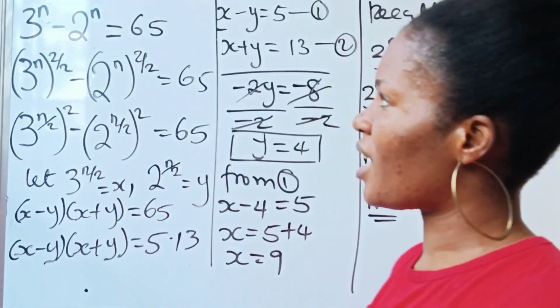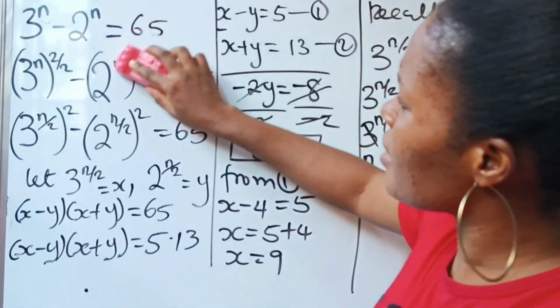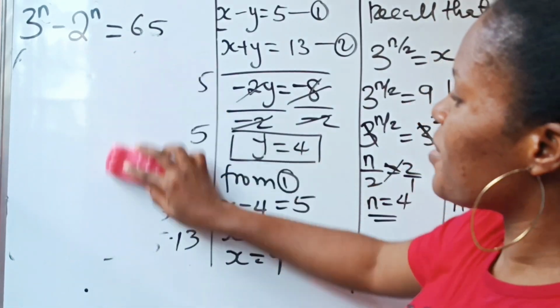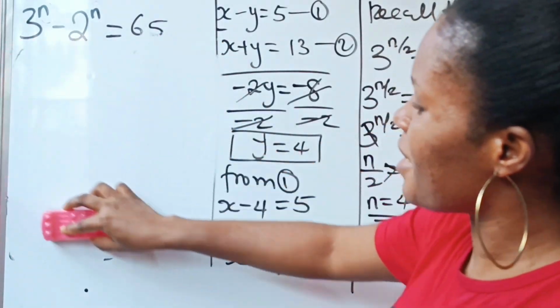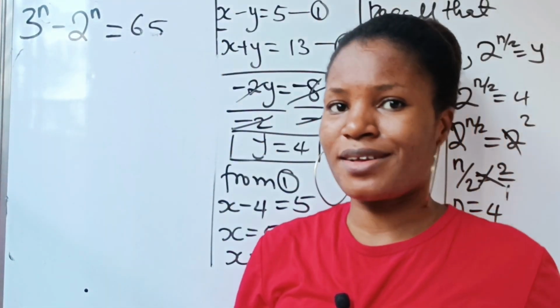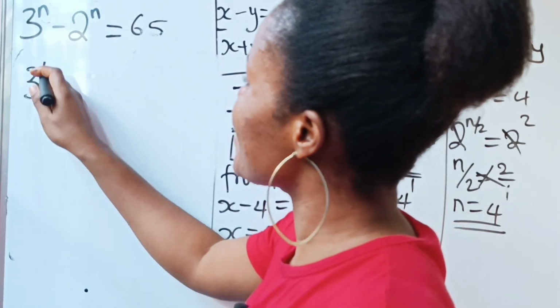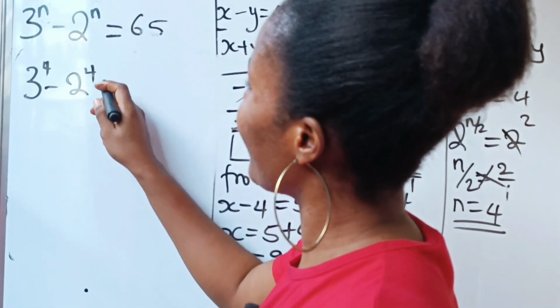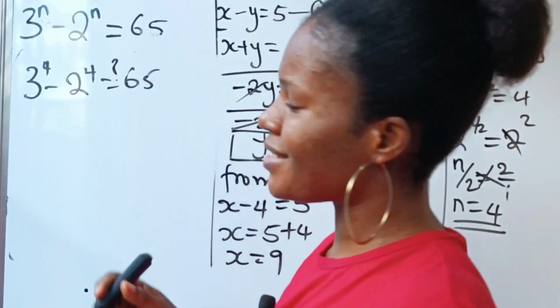Now let's check, is that really true that n is equal to 4? This is actually the most interesting part of my videos. Anytime I want to prove that what we got is right, I don't know why, but I just enjoy doing that. Is it equal to 65?